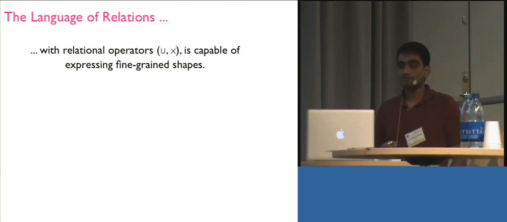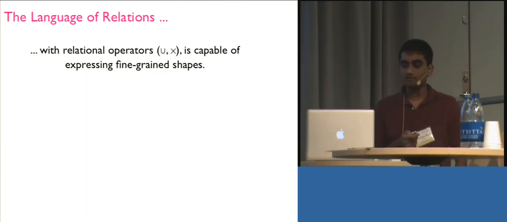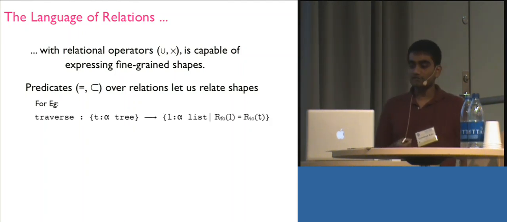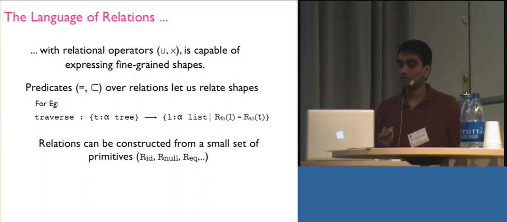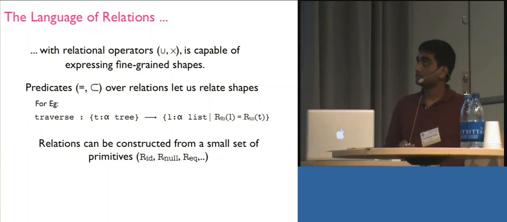So the language of relations, with relation operators such as union and cross-product, is capable of expressing fine-grained shapes. The equality and subset inclusion predicates over these relations let us express shapes of data structures. For example, in the traverse function, we have seen that the RFO relation of the result list is related to the RIO relation of the input tree. And these relations, RFO, RIO, and so on, can be constructed from a small set of primitives such as the identity relation, null relation, equality relation, and so on. Therefore, we have a very expressive type refinement language.